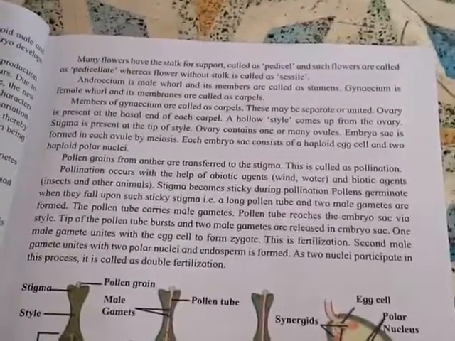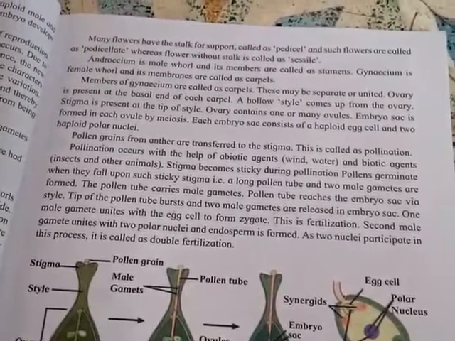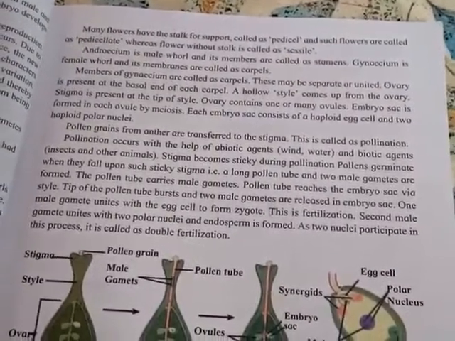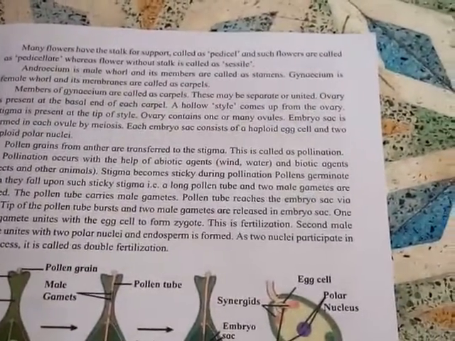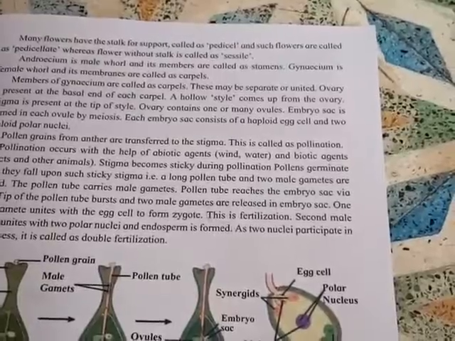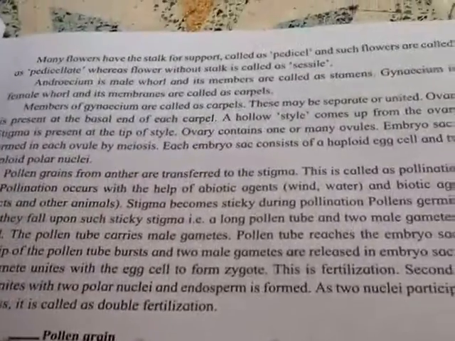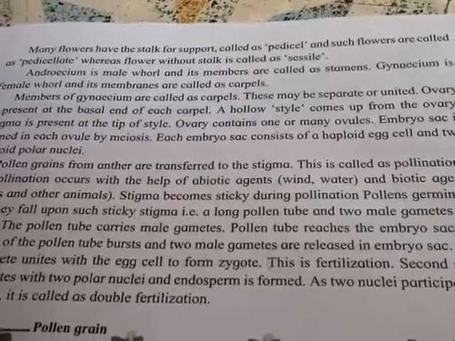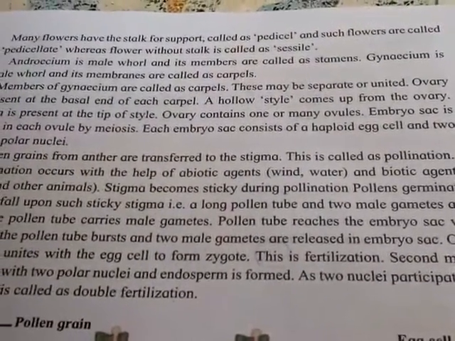The part is known as stamen, that I have told you. Stamen consists of the male part; the whole unit of androecium is known as stamen, whereas the whole unit of the female flower is known as carpels. The members of gynoecium are called carpels, meaning the female sex organ, and they may be separated or united.